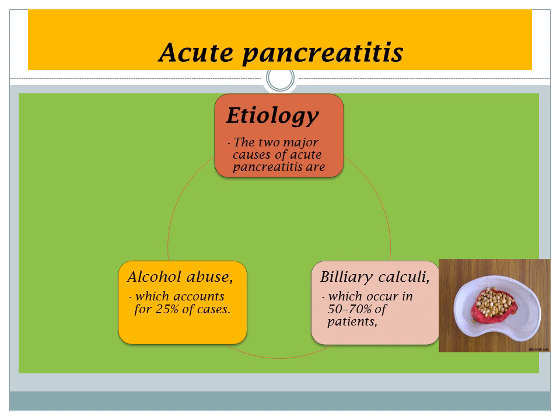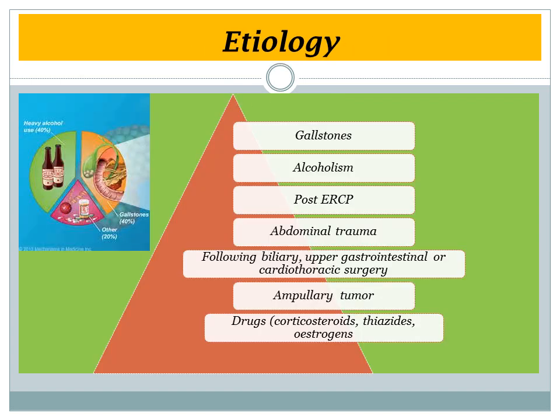Now, the etiology of pancreatitis. As far as the etiology is concerned, there are two major causes of acute pancreatitis. One is biliary calculi and the other is alcohol abuse. In our society, biliary calculi account for 50 to 70% of patients, while in the Western world, alcohol abuse constitutes about 50% or more. But here it is only about 25% of the cases.